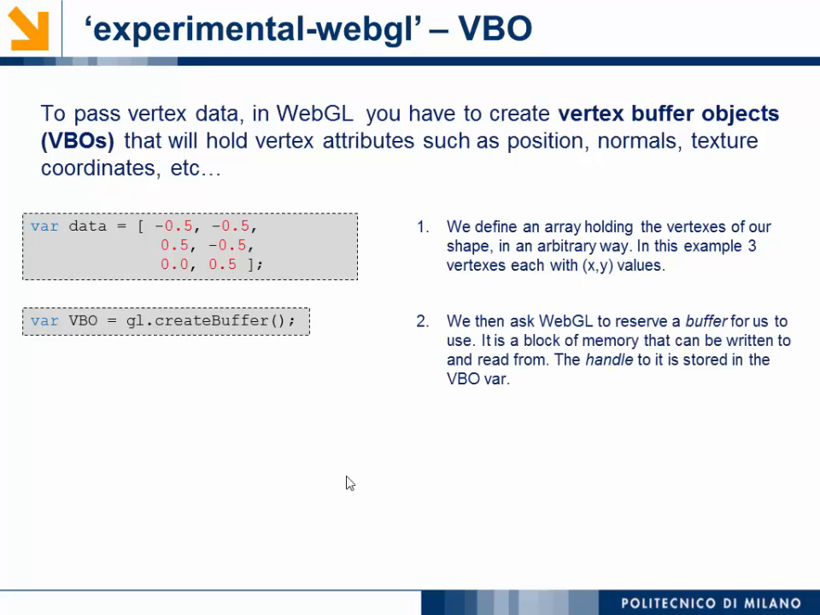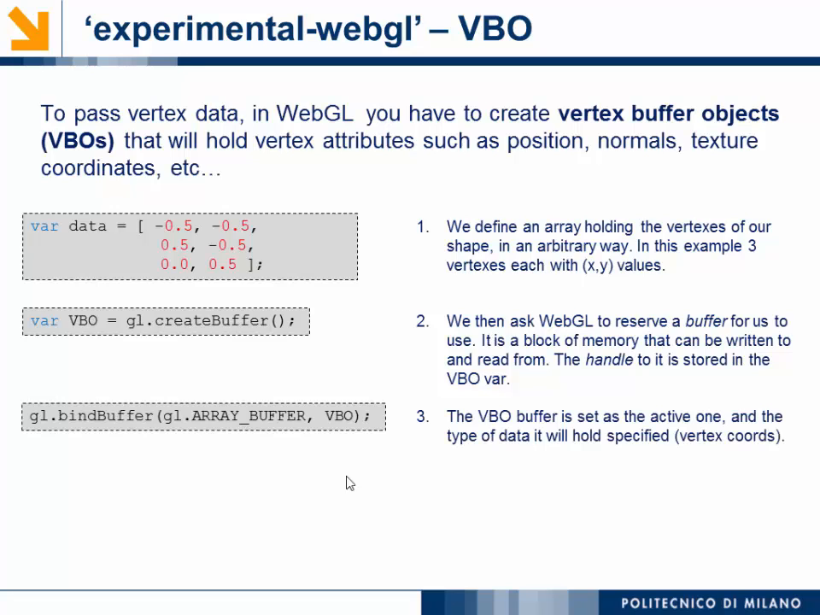Then we create a VBO. GL is the context created in the canvas using WebGL as a type. We ask for the function named createBuffer, and we ask WebGL to reserve a portion of memory on the GPU in which we are going to store something. That's the buffer. In the VBO variable, we get the handle, basically a pointer, to that portion of memory in which we are going to put the data. For now, we just reserve a portion of memory.